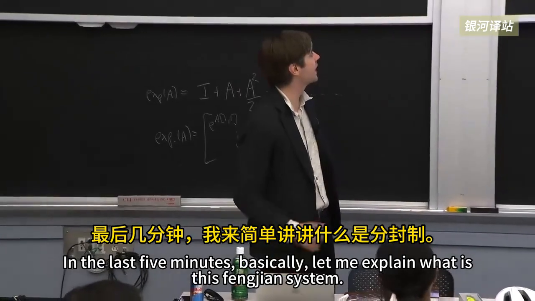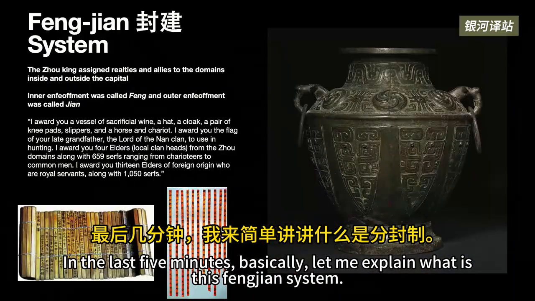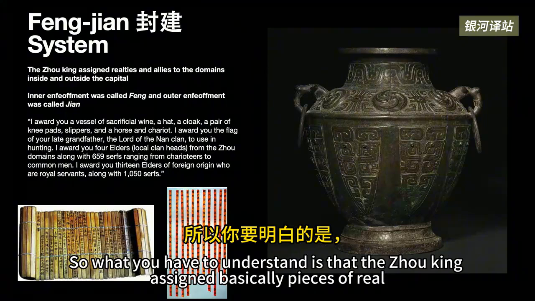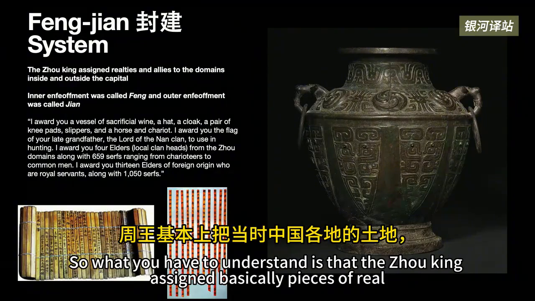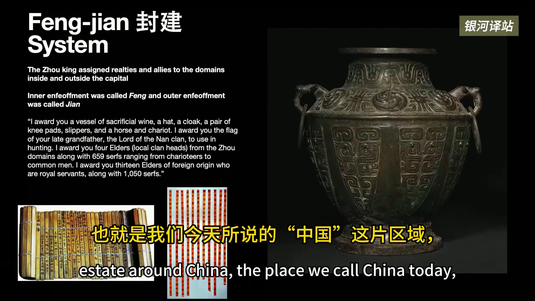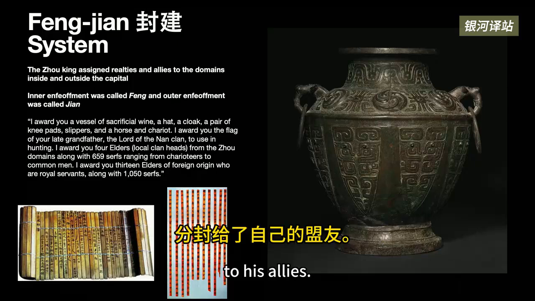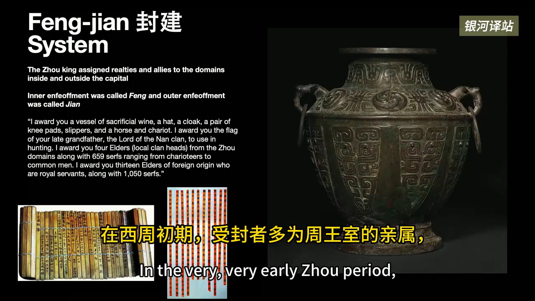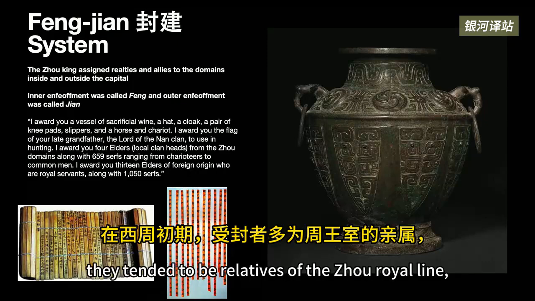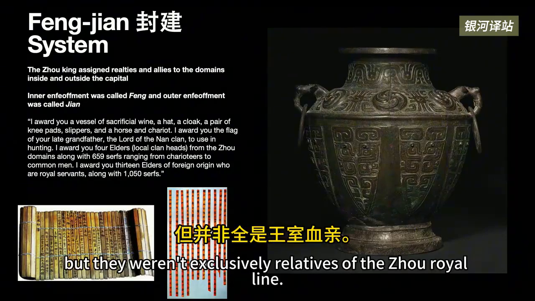Okay, in the last 5 minutes, let me explain what this Fengjian system is. What you have to understand is that the Zhou king assigned pieces of real estate around China, the place we call China today, to his allies. In the very, very early Zhou period, they tended to be relatives of the Zhou royal line, but they weren't exclusively relatives of the Zhou royal line.